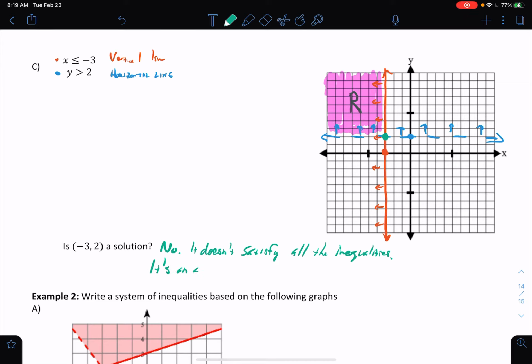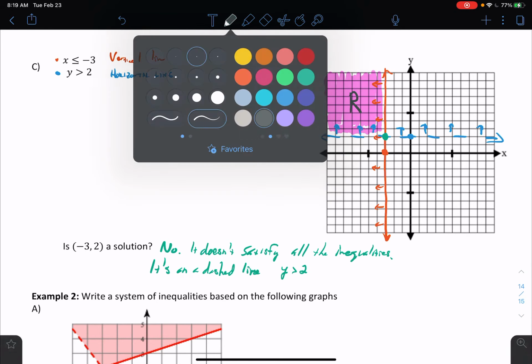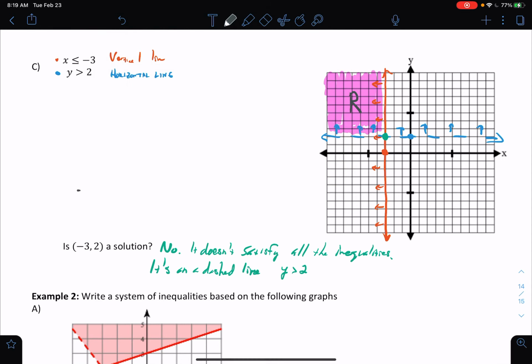It's on a dashed line. Specifically, it's on the dashed line y is greater than 2. Because look, if I tested this point, -3 is the x, so I'm going to plug that in for x. -3 less than or equal to -3. That works because -3 is equal to -3, and I have equality there. Now if I plug the 2 in for y, 2 is greater than 2. That's not true. 2 is not greater than 2. 2 equals 2, but I don't have equality there. So the fact that it didn't work for one of them means it doesn't work for the entire system.